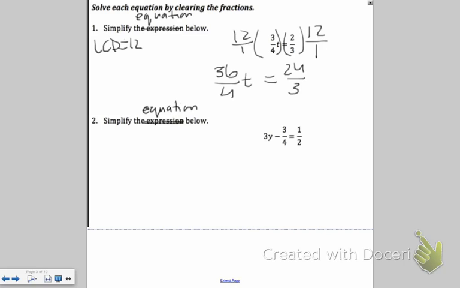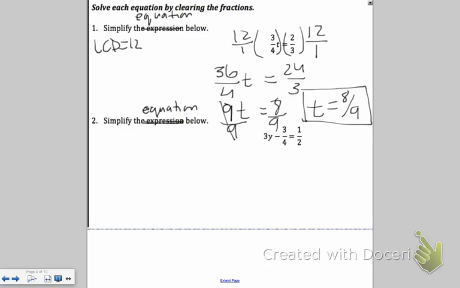So now when we multiply by the LCD, what you'll notice happens is that these coefficients and this constant here will divide out nicely into a whole number. 36 divided by 4 is 9. We have the t as the variable, and 24 divided by 3 is 8. So now this is a one-step equation, and all we need to do is divide by 9 on both sides of the equal sign, and we get t equals 8 over 9. And this is our final answer.